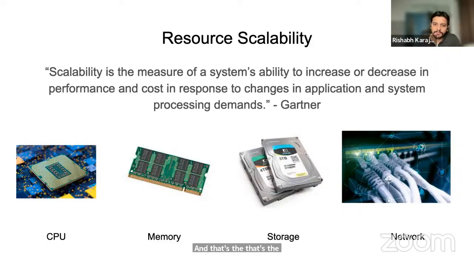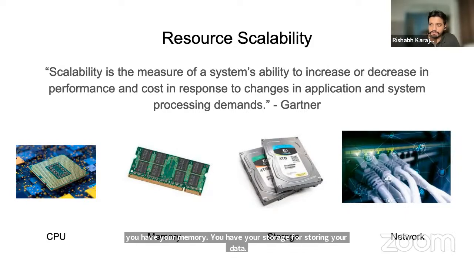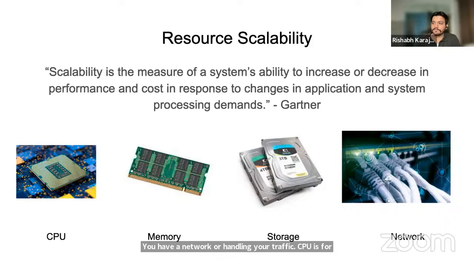And normally, scalability or resource scalability bottlenecks come around the 4 displayed resources, starting with your CPU. Then you have your memory. You have your storage for storing your data. You have the network for handling your traffic. CPU is for basically your computation. Memory is for your caching layer and other I/O intensive operations as well.